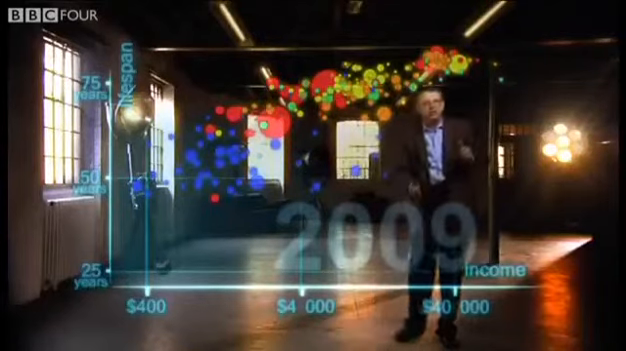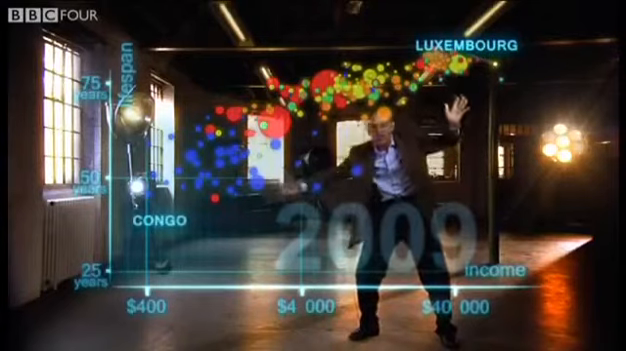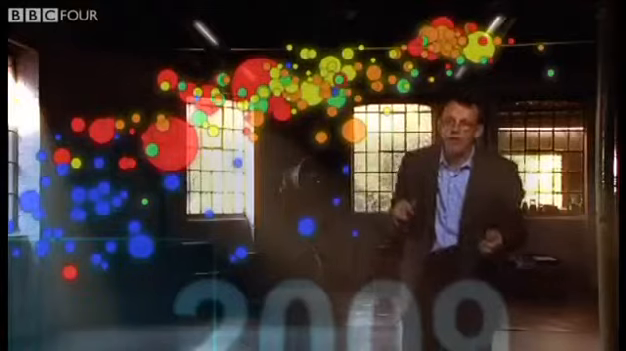Most people today live in the middle, but there are huge differences at the same time between the best of countries and the worst of countries. And there are also huge inequalities within countries. These bubbles show country averages, but I can split them.